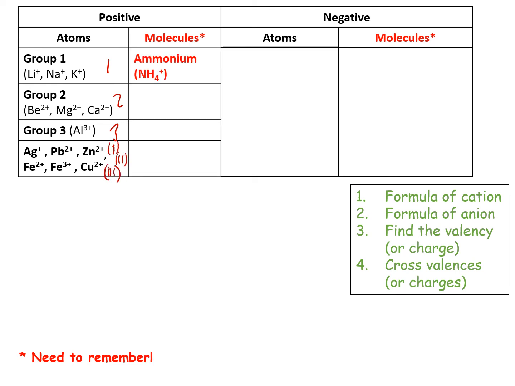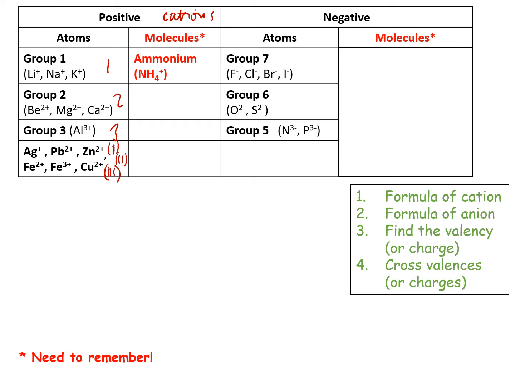Then your molecular ions for the positive cations, you need to remember these. Ammonium is the only one you need to remember for the molecular cations, and that's NH4 plus. Your negative ions, however: group 7 always forms minus 1, so they have a valency of 1. Group 6 always has a valency of 2, because it's 8 minus the group number it's in. It likes to gain 2 electrons to form a 2 minus ion, and therefore it has a valency of 2 because the charge is 2.